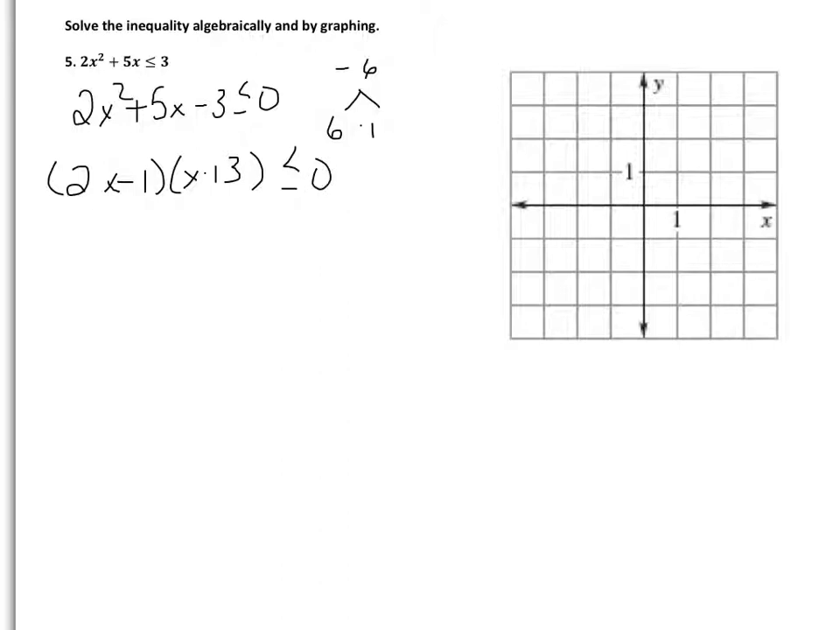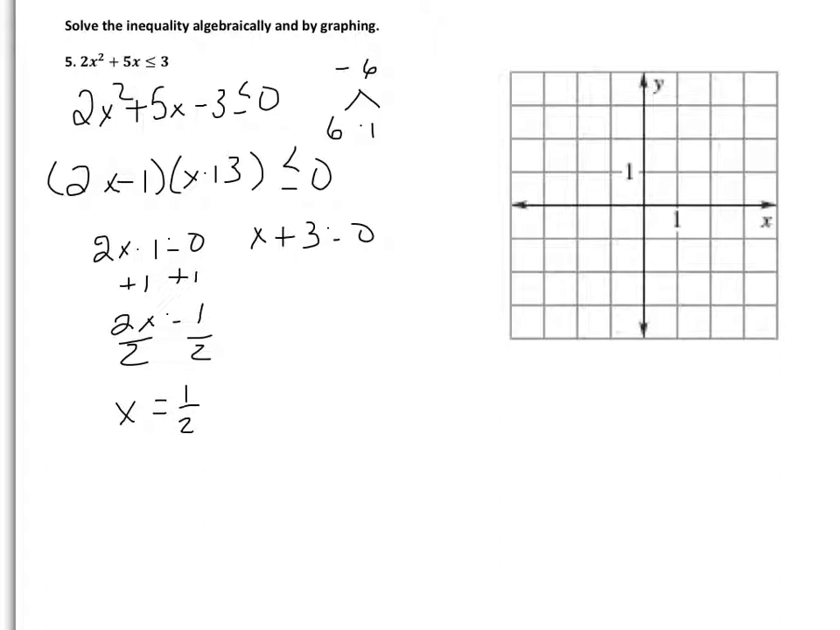So think about it like an equation here. So 2x minus 1 equals 0, x plus 3 equals 0. Add the 1, divide by 2, so I get x equals 1/2. Minus 3, so I get x equals negative 3. So these are the zeros, and they're also values that are going to help us with the solution.